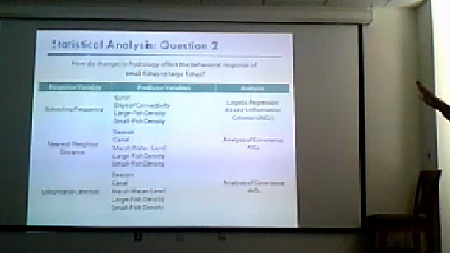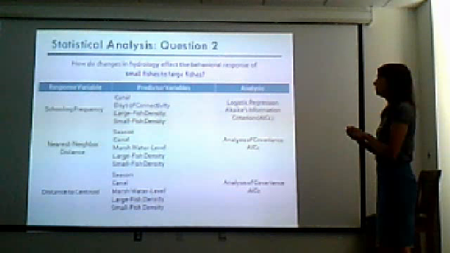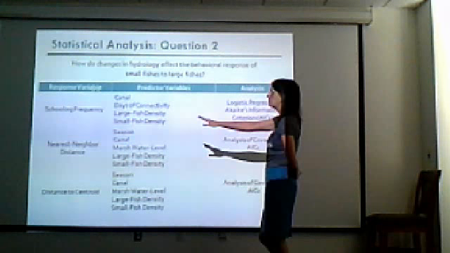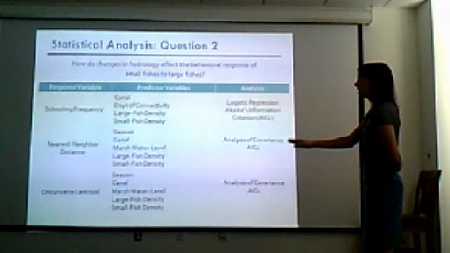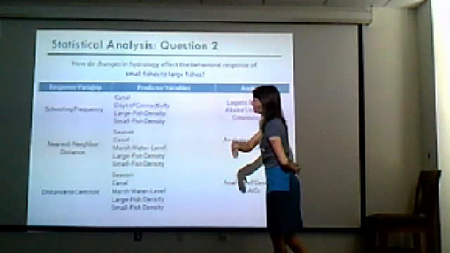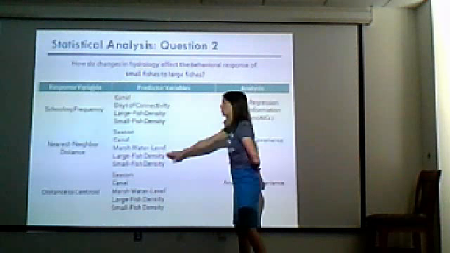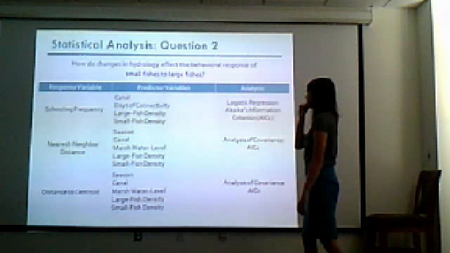Okay, moving on to my second question. How do changes in hydrology affect the behavior of small fish and large fish? So in this case, I had three models: the probability of detecting a school, and then the schooling metrics, the nearest neighbor distance and distance to centroid. I had a whole suite of predictor variables, looking at canal. Basin connectivity is just a different way to look at marsh water level. I won't go into it because it turns out it wasn't important anyway. And then large and small fish density.